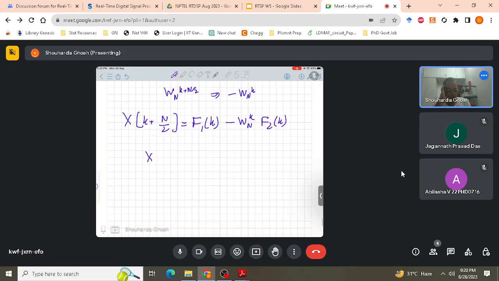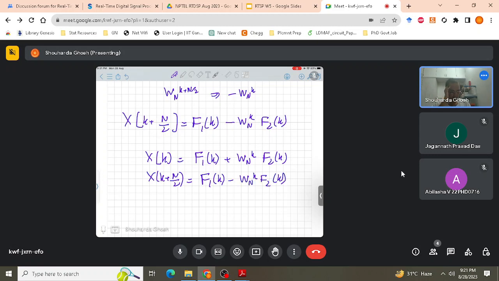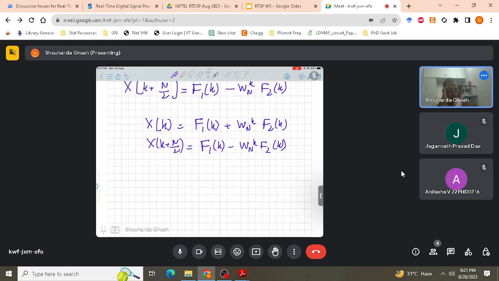Okay, so now what do we have? The entire equation X of k is F1 of k plus W_N of k F2 of k. So X of k plus N by 2 is F1 of k minus W_N of k F2 of k. Okay, so now we see what happened. We are breaking one N point DFT into two N by 2 point DFTs.